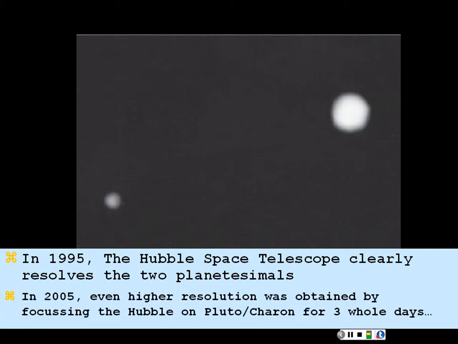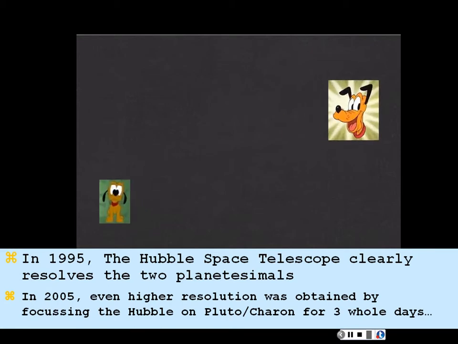In 2005, even higher resolution was obtained by focusing the Hubble Space Telescope on this Pluto-Charon system for 3 whole days. They commandeered the Space Telescope for 3 whole days from all the other researchers at that time to take photos of Pluto and Charon, and they came up with a high resolution, and this is what they had. You can clearly see now the features of Pluto, the character Pluto and his little friend Charon, at the highest resolution.